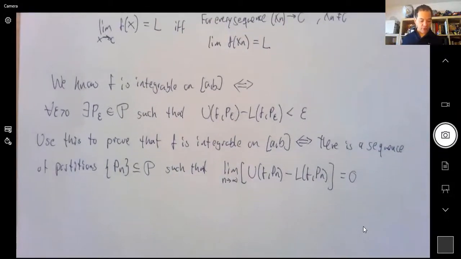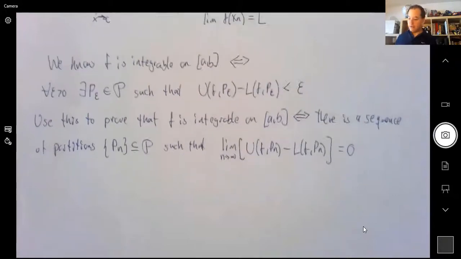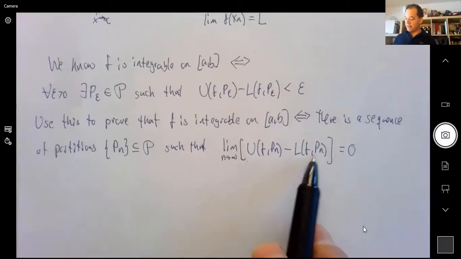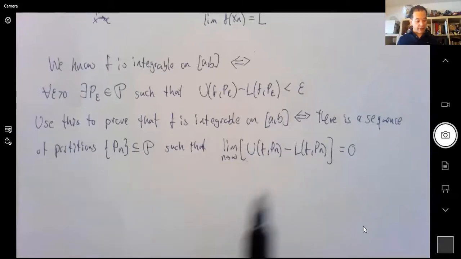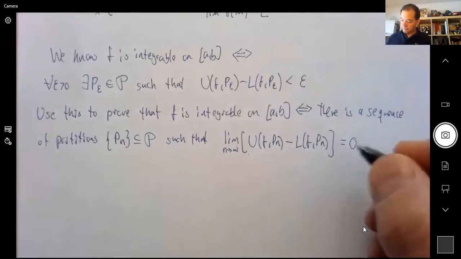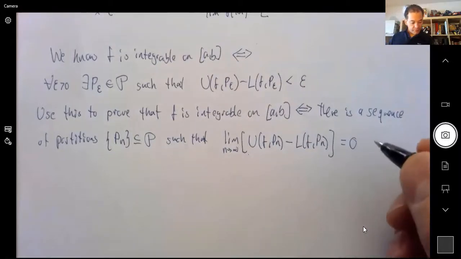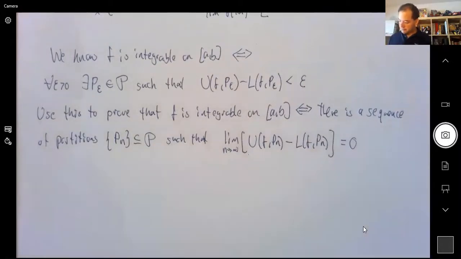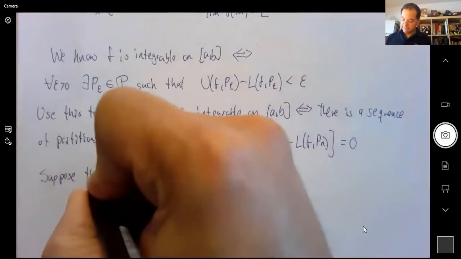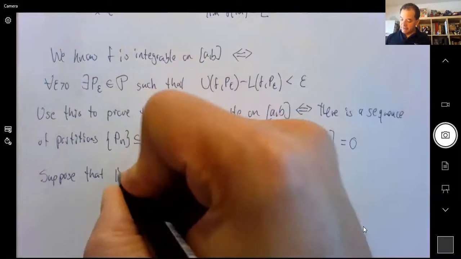Very, very straightforward. Now, I'll do the other part. How do we check that if this happens, then this limit or that limit, whichever of the two, is actually the value of the integral? This is what's going to happen. So recall that. So assume, let's suppose that this limit is indeed 0.